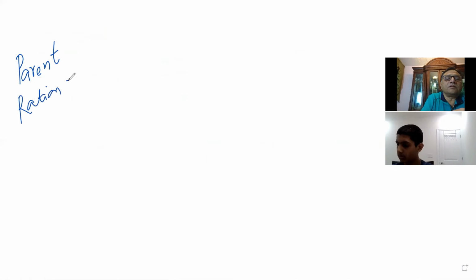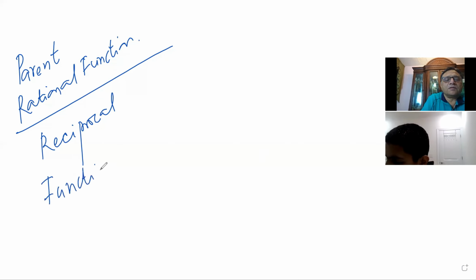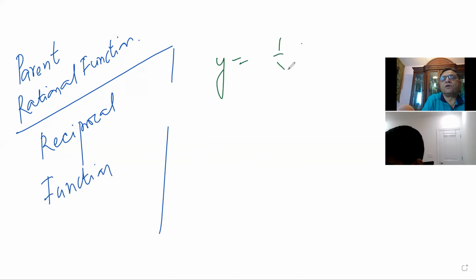We'll begin with the parent rational function, okay? So I'm calling it parent, the basic. I would rather say reciprocal function. So this function is y equals 1 over x. You see, simplest form, correct? That is the simplest rational function.